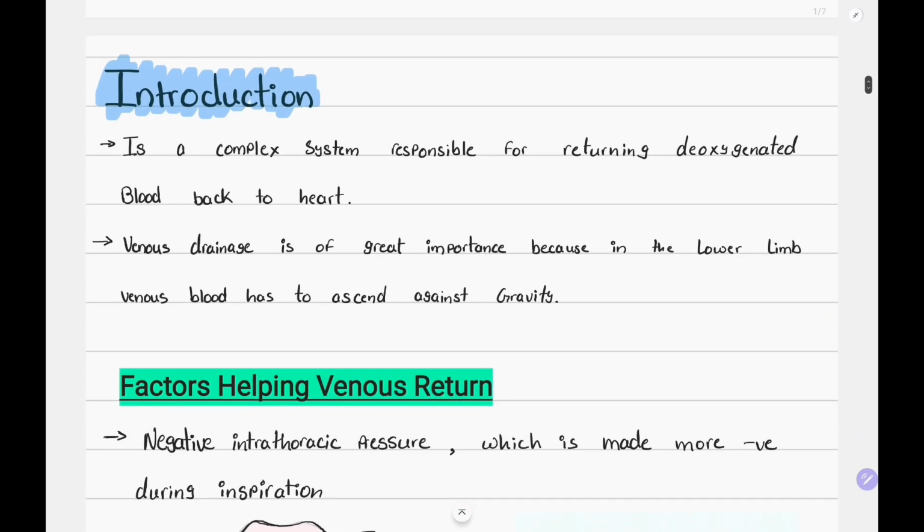Starting with the introduction of the venous drainage of lower limb. Venous drainage of lower limb is a complex system responsible for returning deoxygenated blood back to the heart. As you must be knowing, arteries carry the oxygenated blood and veins bring back the deoxygenated blood to the heart. The venous drainage of lower limb is of great importance because in the lower limb, venous blood has to ascend against gravity to reach back to the heart.